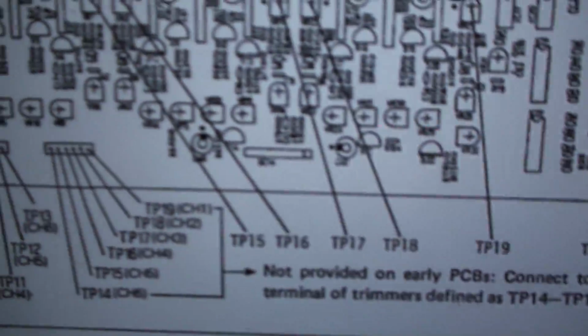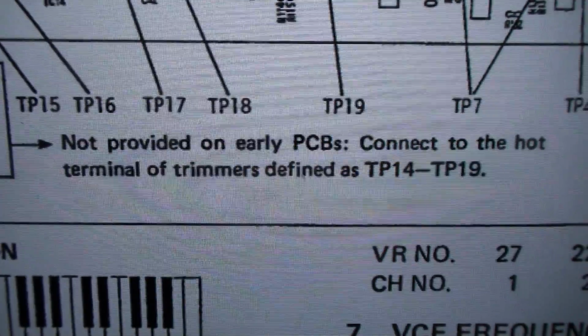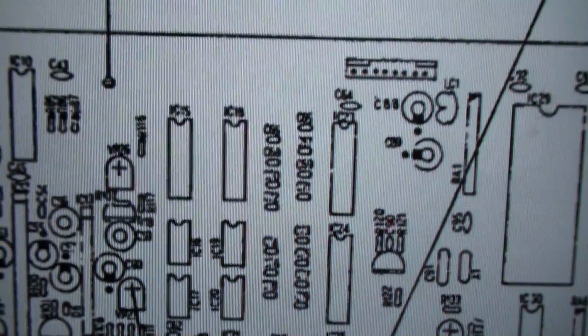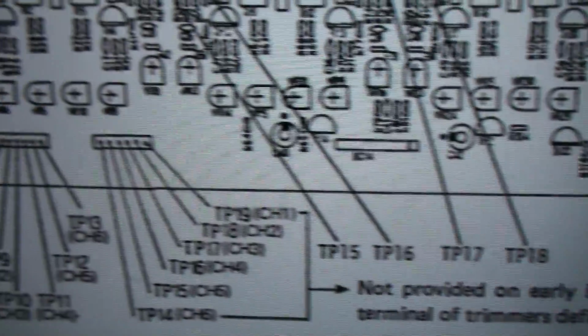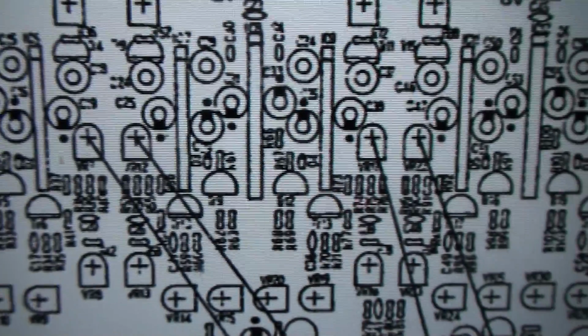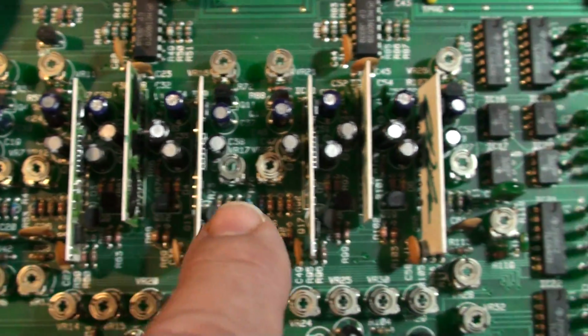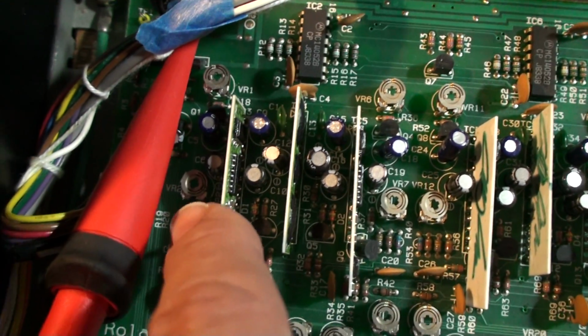Now, let's take a look here at what the service manual has to say about it. Here are the test points, and then it says, not provided on early PCBs. Connect to the hot terminal of trimmers defined as TP14 to 19. So here in the service manual, it actually does refer to those test points. See that? It's TP3, and then look, TP14 to 19. There's TP14 right there. And you'll see it's basically a whole row of trimmers all along. So let's have a look at that on the board itself. And basically it's these guys in the middle. These ones here. So this is for voice 1, voice 2, voice 3, voice 4, voice 5, and voice 6 is just tucked in there underneath.